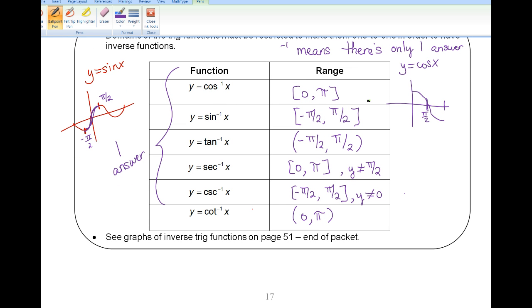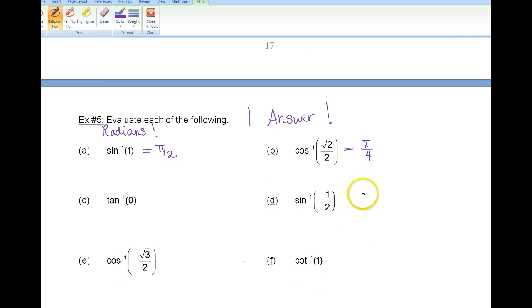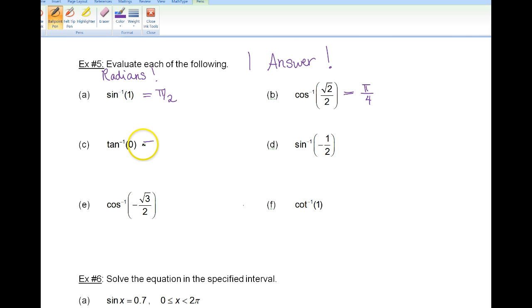Look at tangent inverse. My only possible answers could be between negative pi over 2 and pi over 2. Now you said pi over 2, but no, it's definitely 0. You can't put 2 pi because of that range.